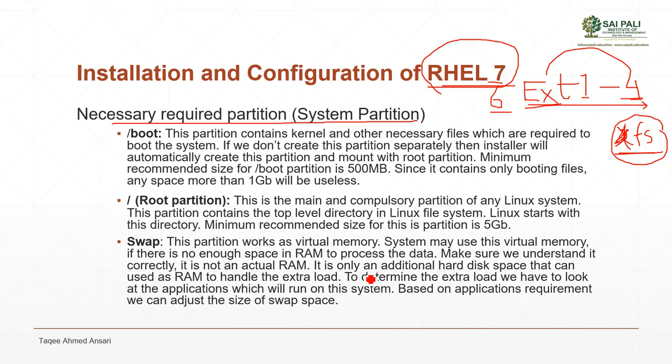In Windows, you see the partitions, C drive, D drive, E drive. But in Linux, you will not see any C drive, D drive or E drive. It will not show you any C drive, D drive. It is not like that, because they have a different structure.